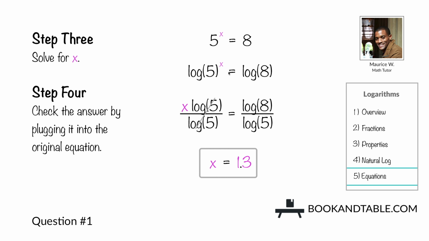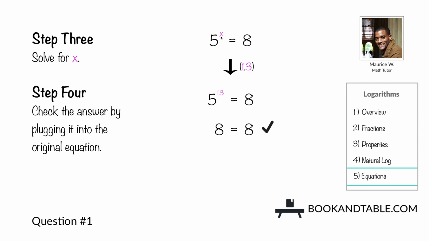And now we can check the answer by plugging 1.3 into the original equation for x here. So when we do so, we have 5 raised to a power of 1.3, proving that 8 is equal to 8, letting us know that x is equal to 1.3. So that is the answer to question number 1.